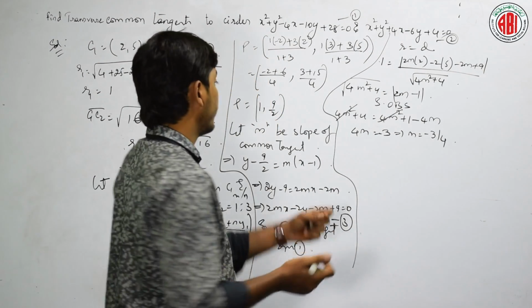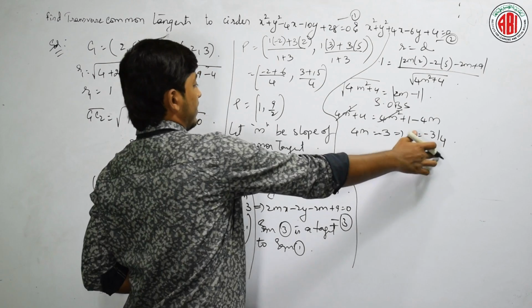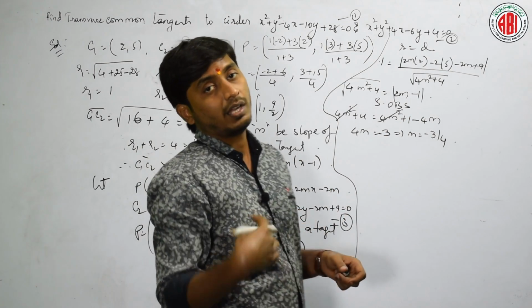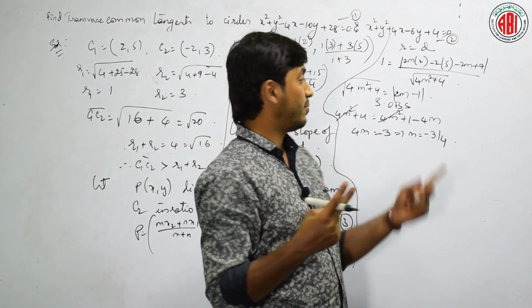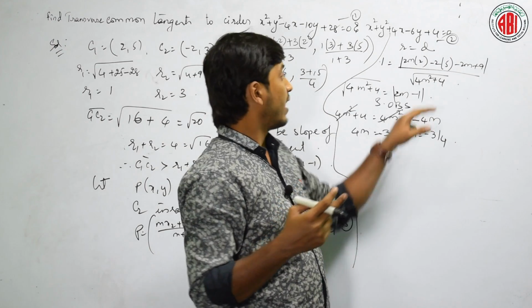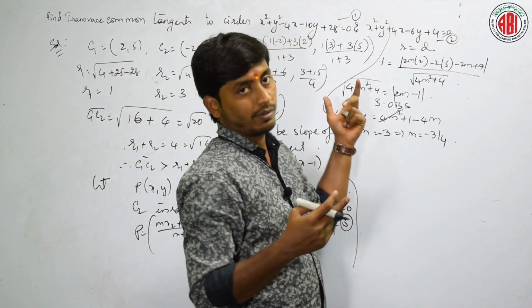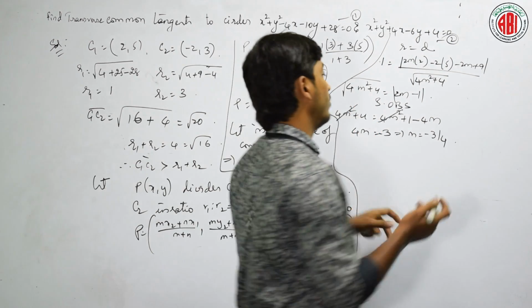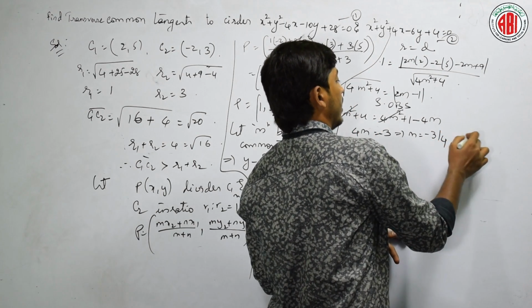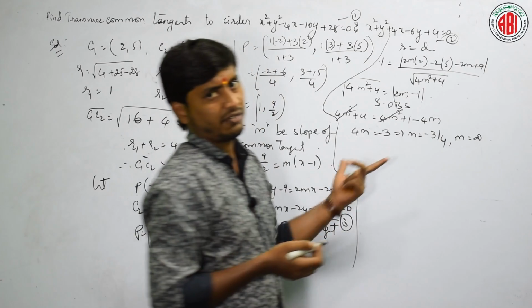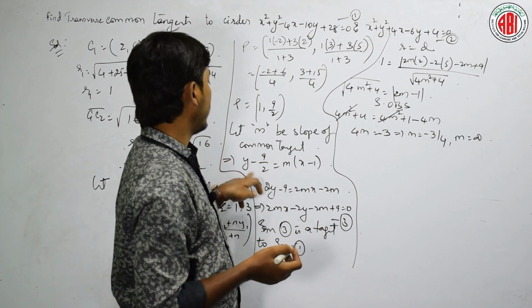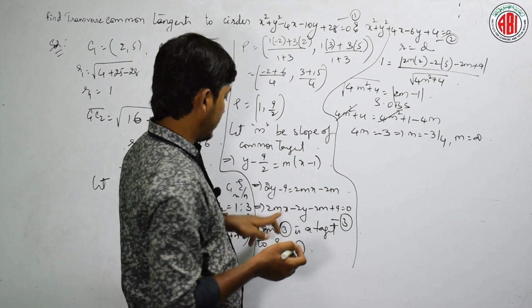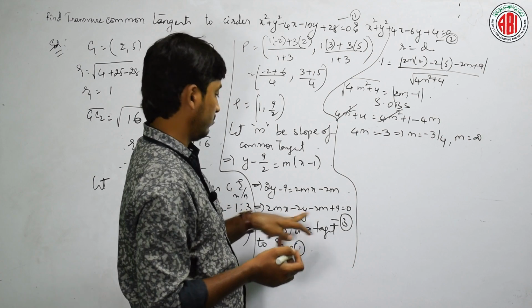Shall we substitute? See here, m is equal to minus 3 by 4, and one more thing, remember, we will have two transverse common tangents, but we got only one slope. We can't even take the modulus to that side, because however we are squaring on both sides. So, let us assume one more slope to be infinity. So, let us find the equation for both the conditions.